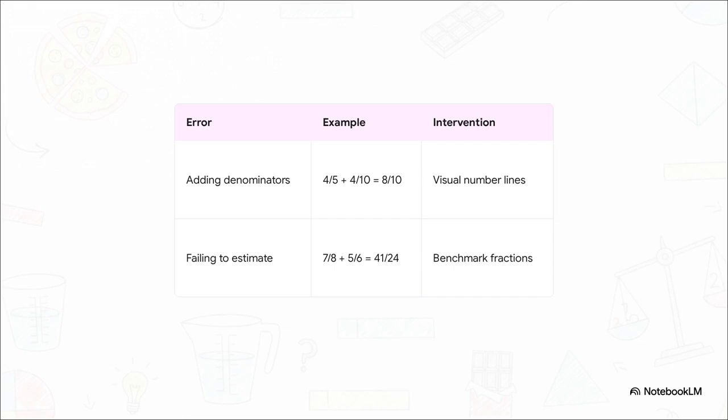Like, when a student sees 4/5 plus 4/10 and they write down 8/10, they aren't just making a random careless error. They're actually just doing what worked perfectly for whole numbers, adding straight across. So the intervention here isn't to just cross it out with a red pen, it's to bring out a number line or a fraction strip so they can visually see exactly why adding denominators makes no logical sense.